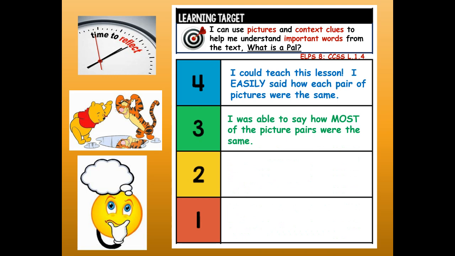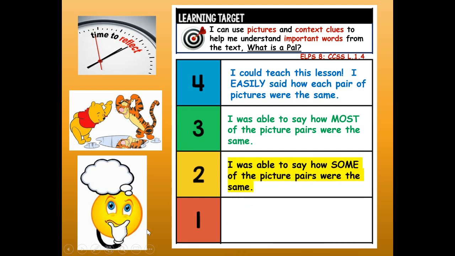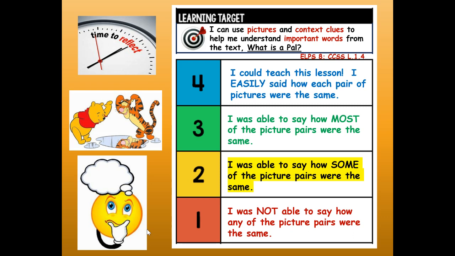Or 3, I was able to say how most of the picture pairs were the same. Were you able to say how most? That means the majority. Or 2, I was able to say how some of the picture pairs were the same. Or 1, I was not able to say how any of the picture pairs were the same. So how do you think you did? 4, 3, 2, or 1? So the goal here is to be able to get a 3 or a 4 to be able to say how most or all of them were the same.